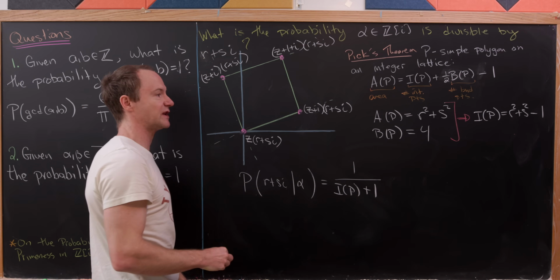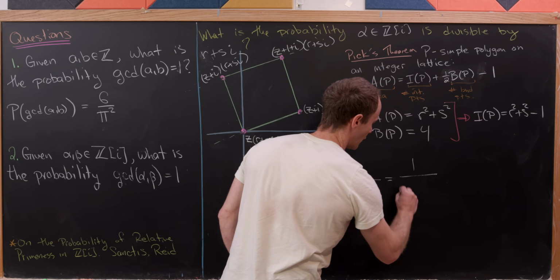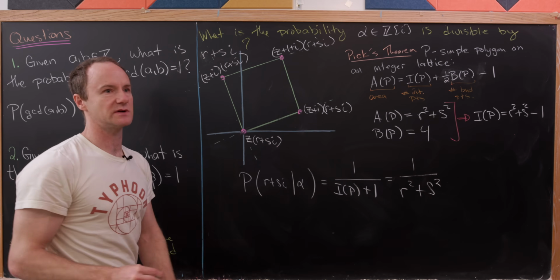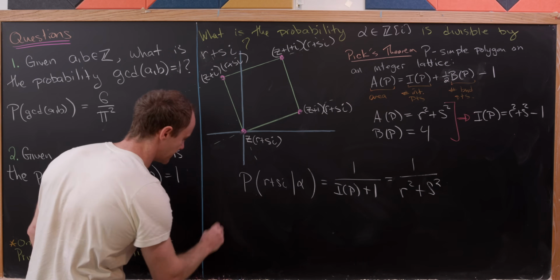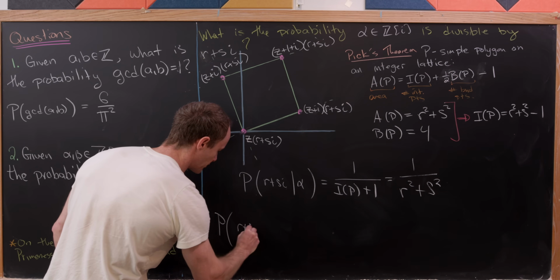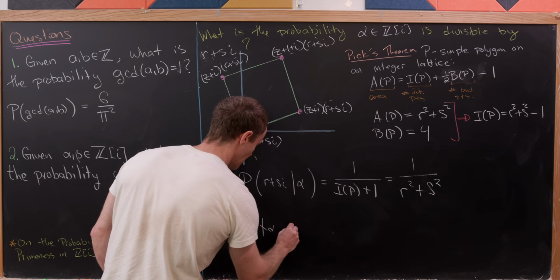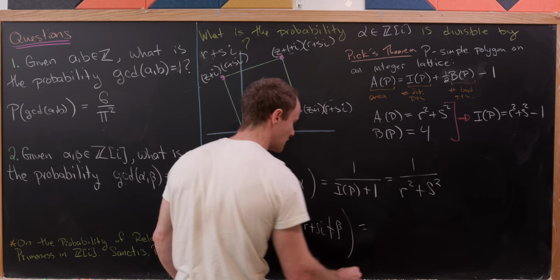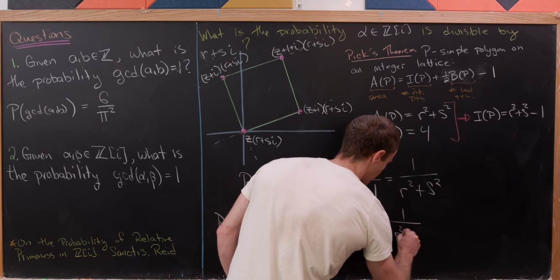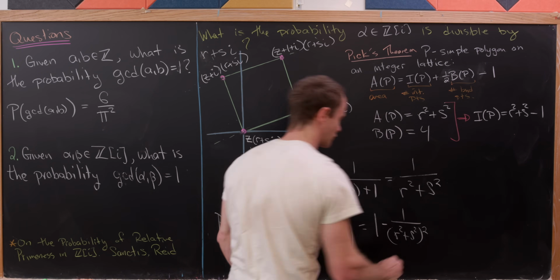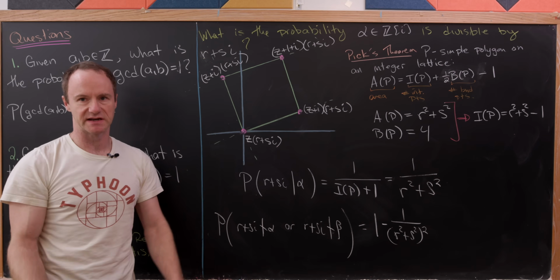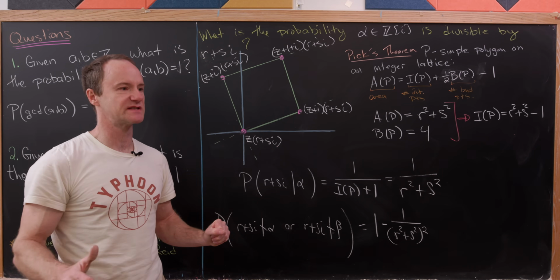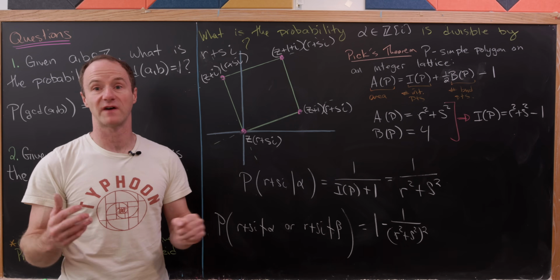But now using the fact that we know I of p over here, this is simply going to be 1 over r squared plus s squared. But now we can get to exactly the probability we want, and that's the probability that r plus si does not divide alpha, or r plus si does not divide beta. So that's going to be 1 minus 1 over r squared plus s squared squared, using similar argument to what we've done for all of the rest of those. Okay, so now let's summarize these calculations, and then we'll be finally ready to calculate our final probability.